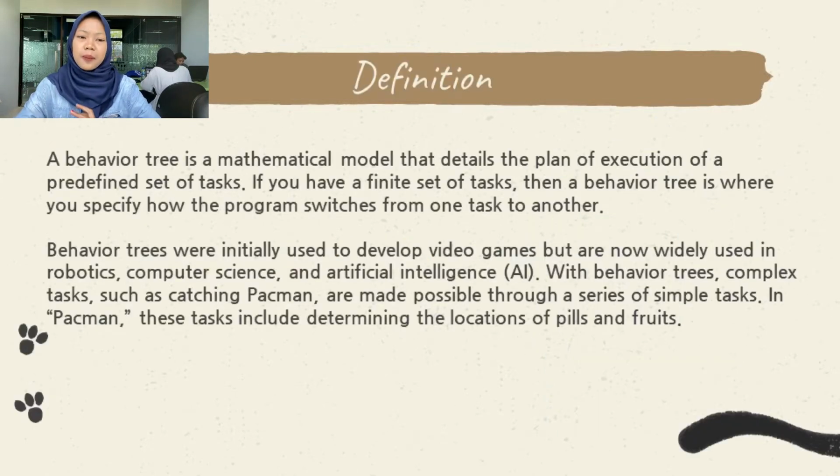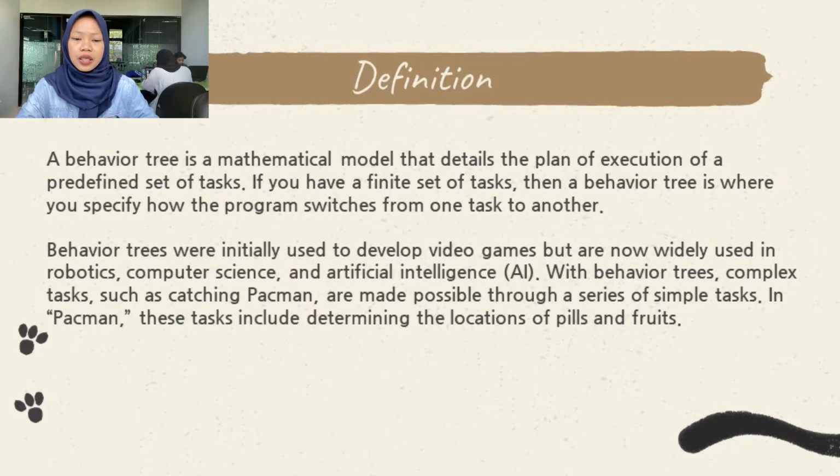First, the definition. A behavior tree is a mathematical model that details the plan of execution of a predefined set of tasks. If you have a finite set of tasks, then a behavior tree is where you specify how the program switches from one task to another.